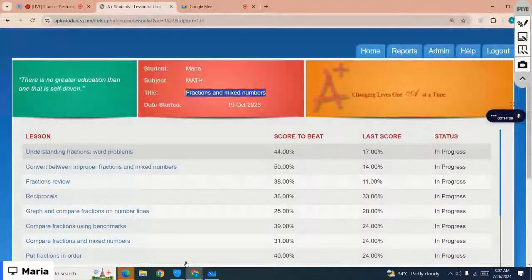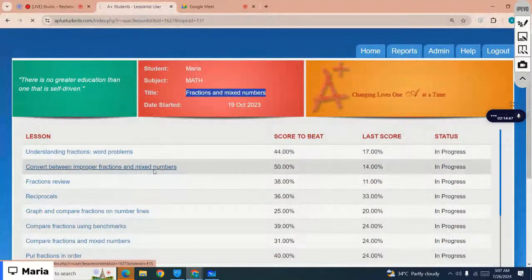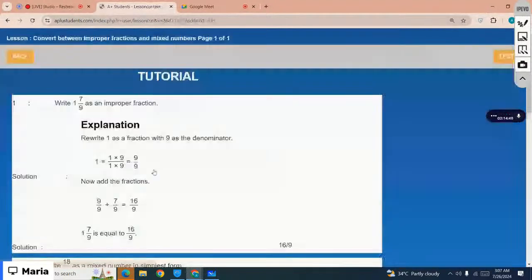The chapter we are on now is fractions. Let's start with the lesson convert between improper fractions and mixed numbers. Okay, write 1 whole 7 over 9 as an improper fraction. So you need to write down 1 whole 7 over 9 as an improper fraction, right?